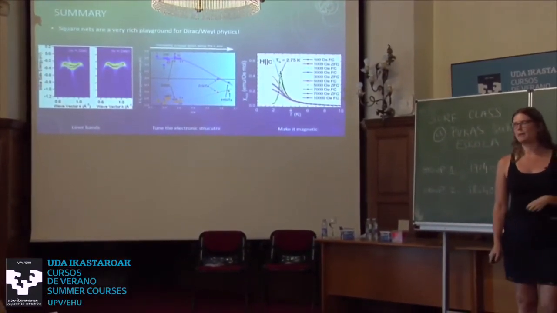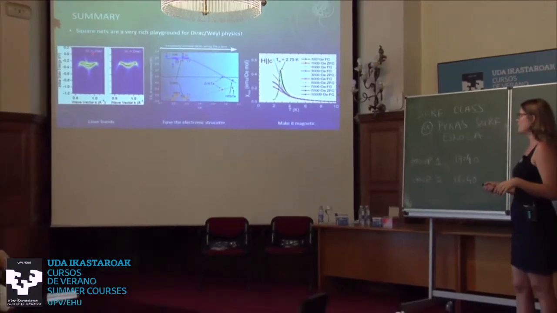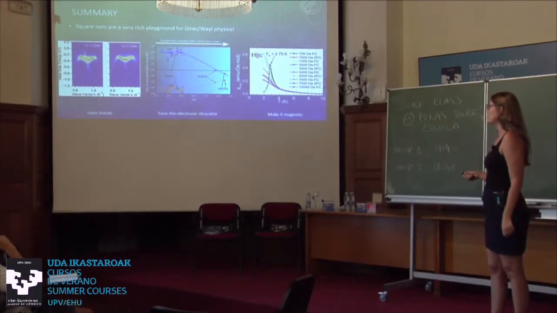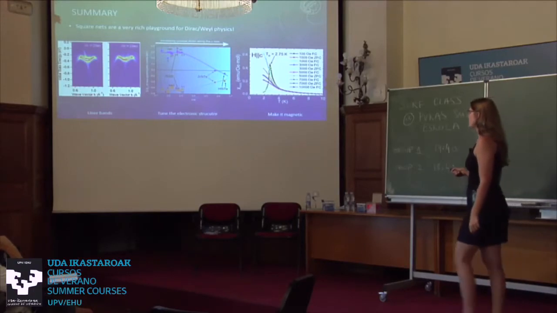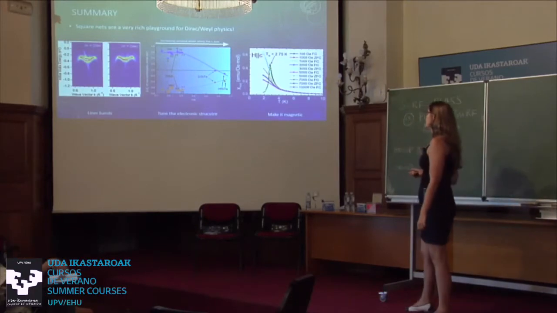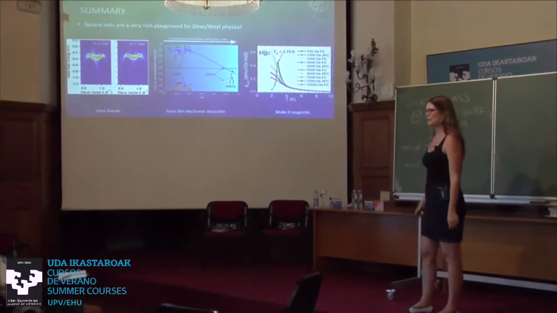And with this, I want to conclude in a summary and say that square net compounds are great materials to look for Dirac and Weyl physics. And we could show that we can have line node materials in zirconium silicon sulfide. We can have non-symmorphic crossings in those compounds below the Fermi level. We can play chemistry tricks with pressure or chemical pressure to move those crossing points to where we want them. And then we can also make those materials magnetic.